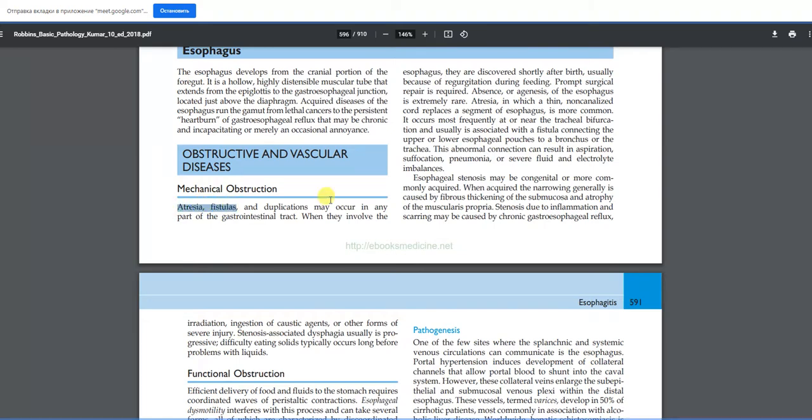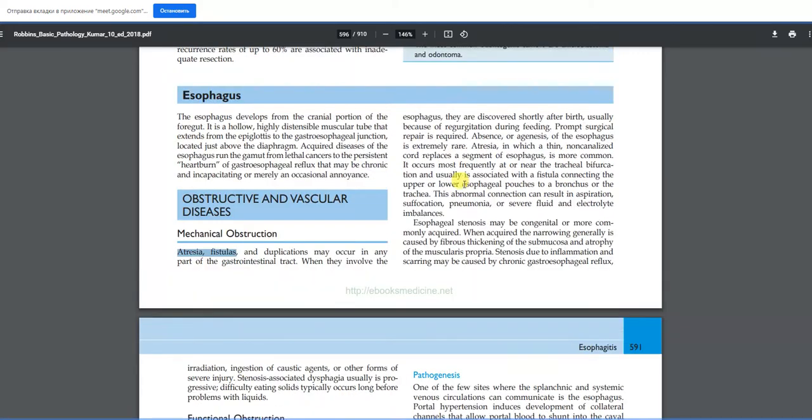So both of them, atresia and fistulas, and duplications also should be there. Because it's an outpouching of the esophagus, causing some effects in childhood pathology. I think you will discuss it. Usually they are discovered shortly after birth because a child cannot properly swallow, and the more he swallows, the more it's vomited. So that's why it requires very radical surgery, directly after birth.